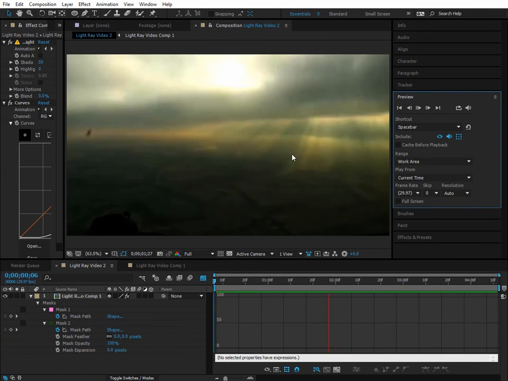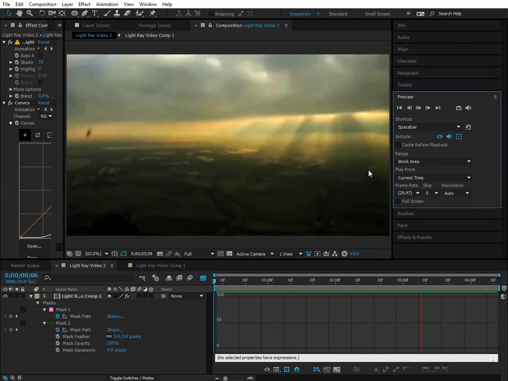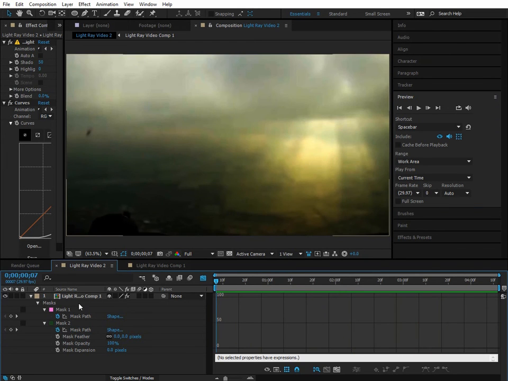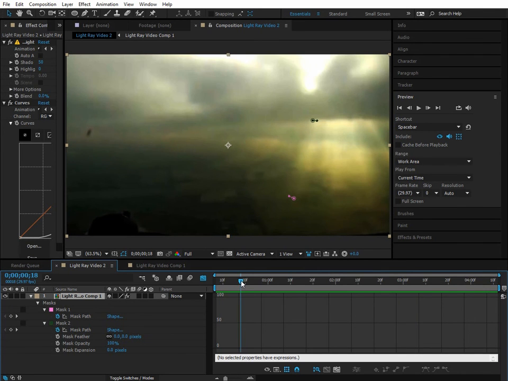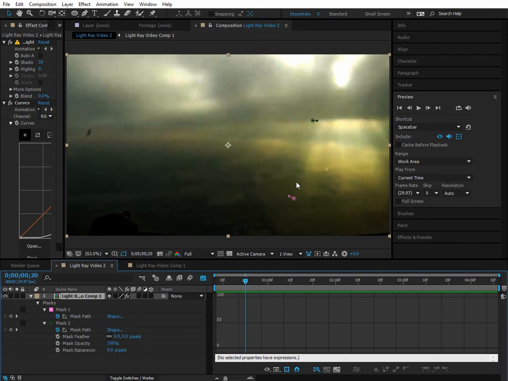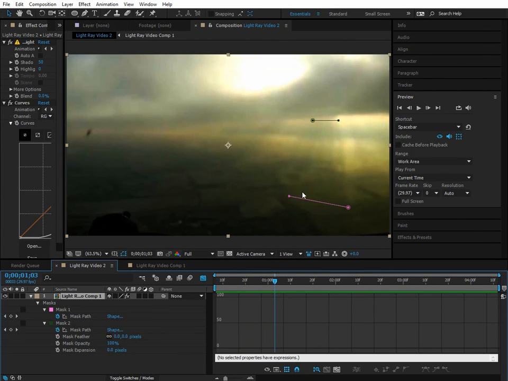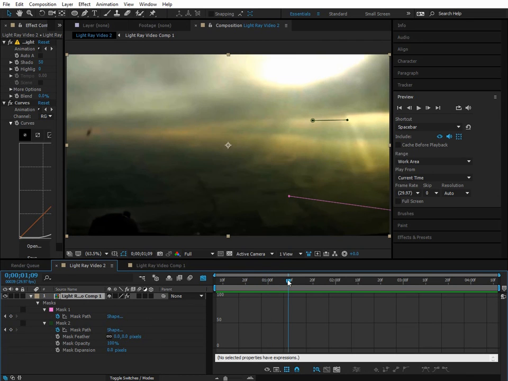Look at it. The bottom of the light rays are moving very quickly, and the top are moving very slowly. So let me go ahead and trace this out so you can see here. Check this out. We're going to pay attention to this light ray right here. As we go forward in time, you're going to see that the bottom is moving much more quickly than the top.